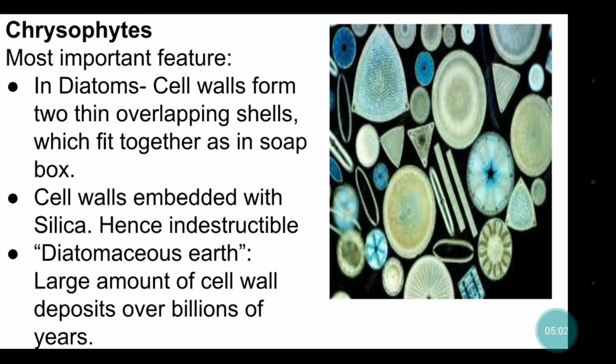So here we can see in this picture these are diatoms. How beautiful it is. Now in diatoms what happens, cell wall form two thin overlapping shells. Like हम सोप केस अगर लेते हैं तो कैसे रहता है, नीचे का एक रहता है एक ऊपर का, and both fit together, right? So वैसे ही सोप केस के जैसे ही इनके सेल वॉल्स के अरेंजमेंट होते हैं.